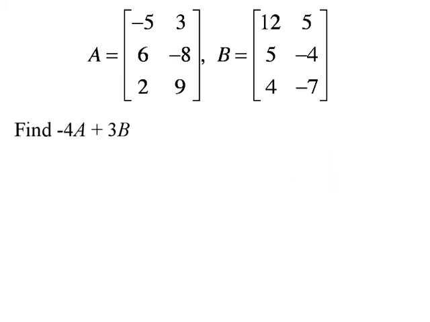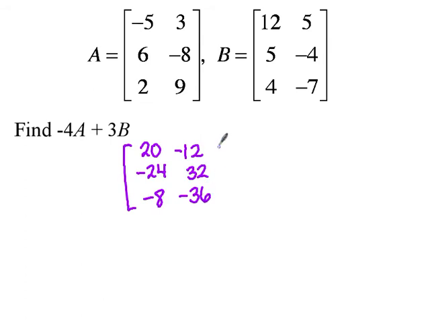And last but not least, this is the very last problem we're going to look at. And this is kind of a combination of everything we've looked at today. So all you're going to do in this problem is you're going to find negative 4A. Okay? So what is negative 4A? 20, negative 12, negative 38, and negative 6.